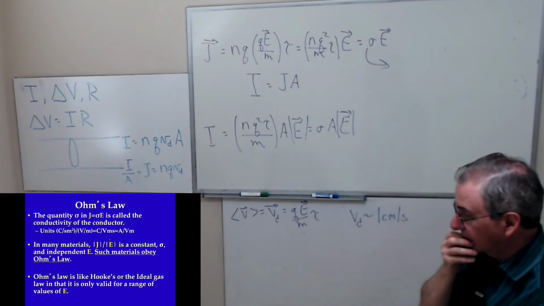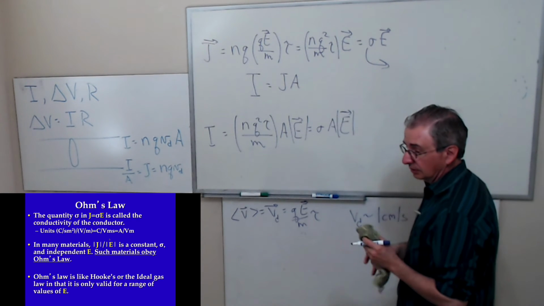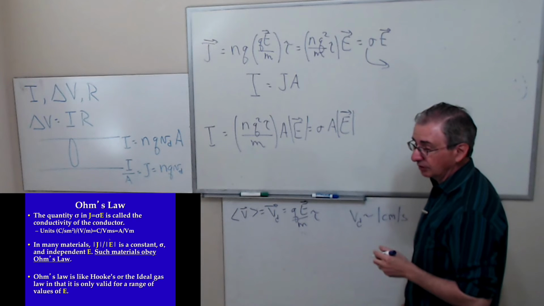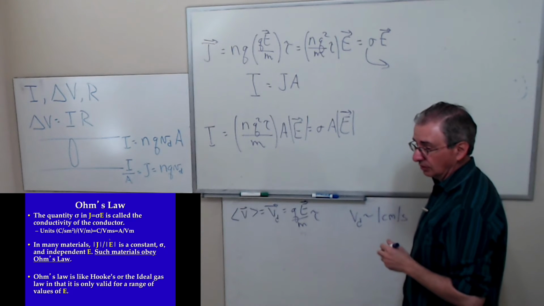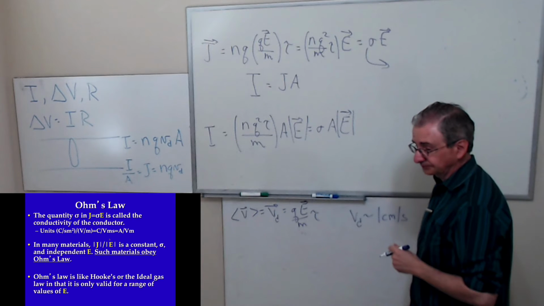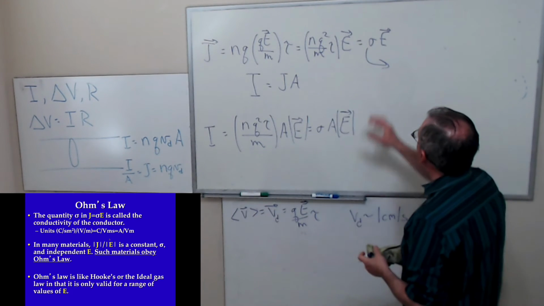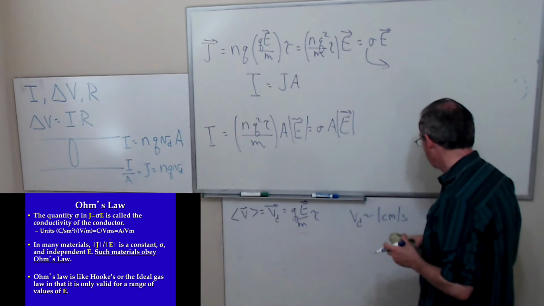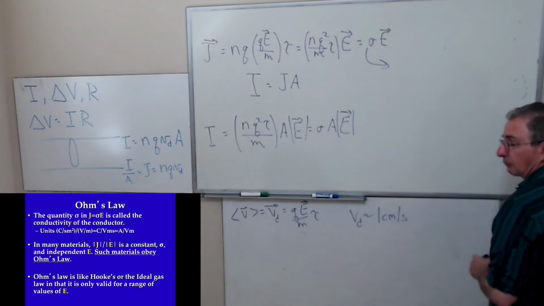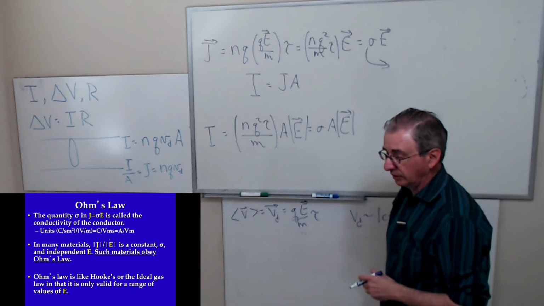Okay. And there are many materials where the ratio of J over E, the magnitude of J over the magnitude of E, is a constant. And those materials obey Ohm's law. So this is a more elementary way of writing Ohm's law.